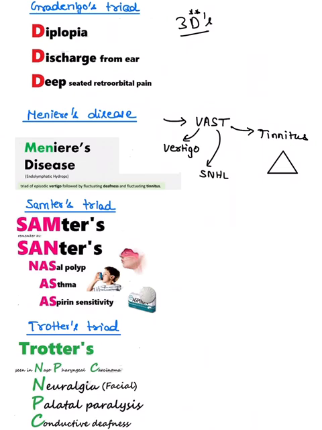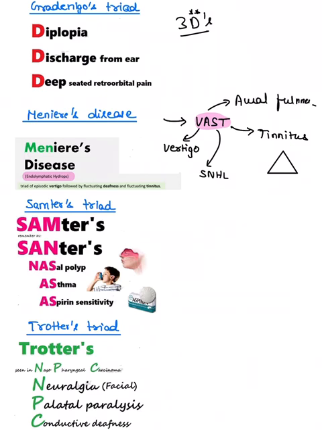Now coming on to the Meniere's disease. Meniere's disease is also known as endolymphatic hydrops. There is either the defective absorption or the secretion of the endolymph. So it can be remembered by the mnemonic VAST. Okay, many like VAST. Okay, V is for vertigo, A is for aural fullness, S is for sensorineural hearing loss, and T is for tinnitus.